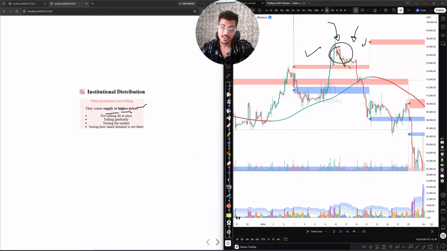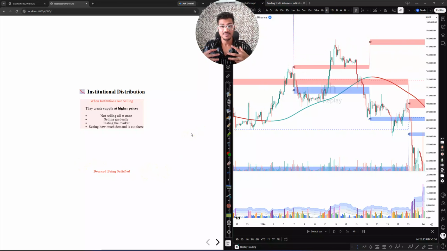They are selling, then a little bit up, then they are selling, then a little bit up, then they are selling, then they are actually redistributing. So they are selling gradually, and they are testing the market. They are seeing how much demand is out there, and when eventually the demand runs out, the price must go down. So we can see it here. So demand is being satisfied around there. I'll teach you in more detail later on.